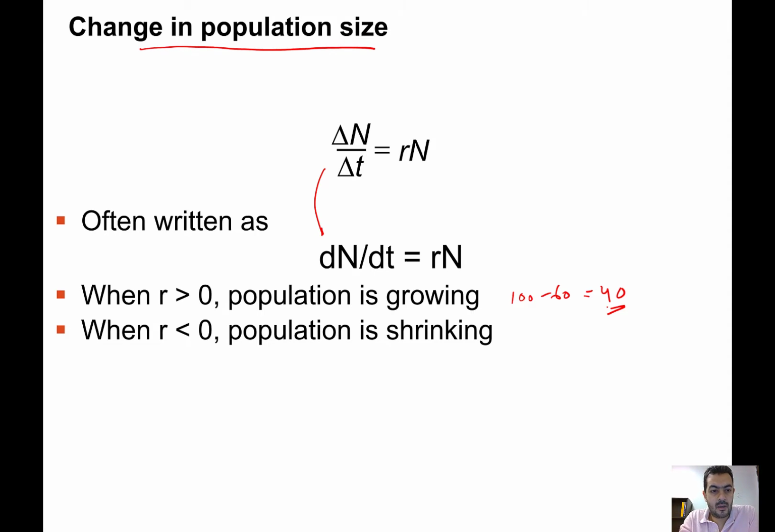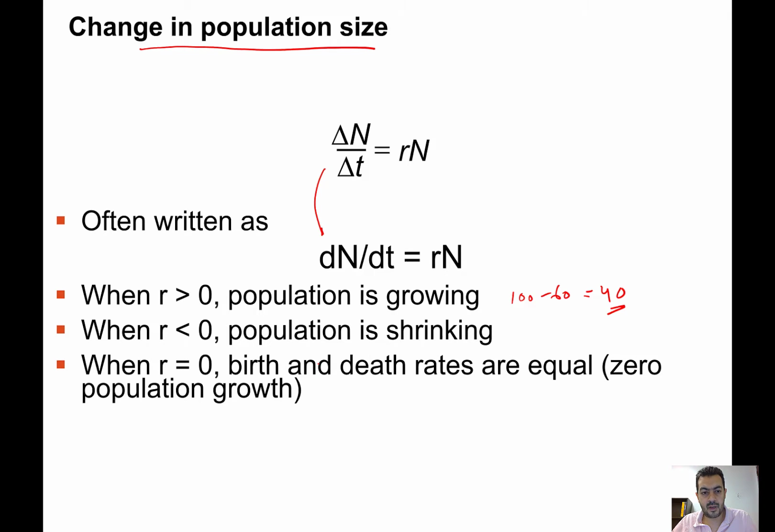The second case is when r is less than 0, so the population is shrinking, or the number of deaths exceeds the number of births. And the third possibility is when r is equal to 0, so the birth and death rates are equal. So overall the population size will remain constant, so zero population growth.